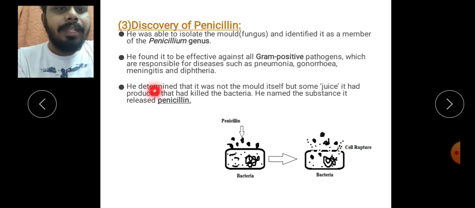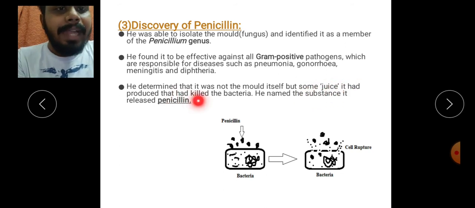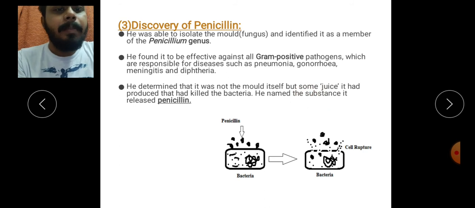He determined that it was not the mold itself but some juice it had produced that had killed the bacteria. So the mold or fungus itself didn't kill the bacteria. The substance produced by this mold or fungus killed the bacteria, and he named that substance penicillin.